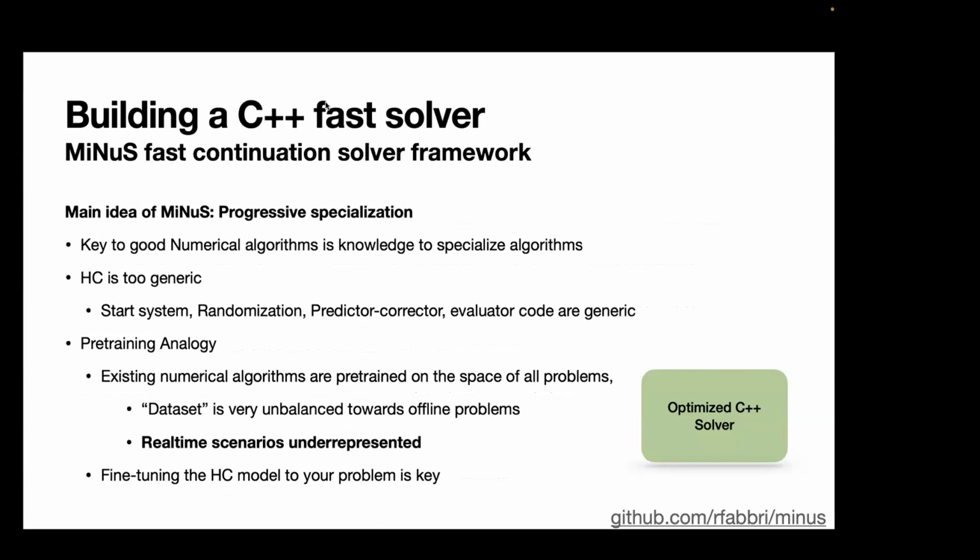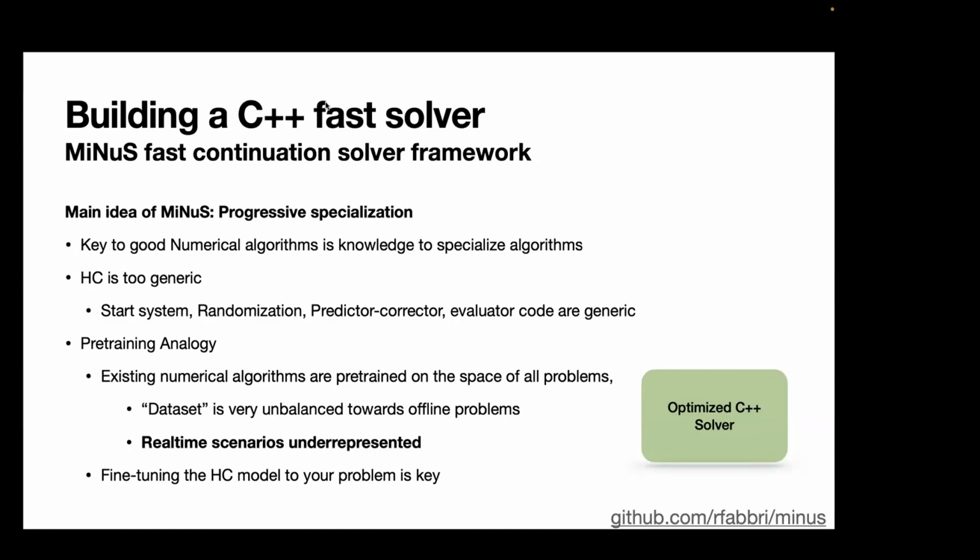Right. So the main idea is progressive specialization. The key to good numerical algorithms is, like I said, the knowledge to specialize the algorithms and get inside the black box. HC is really too generic. The start system that you have can change the solution. Even after you do the predictor, the starting point for Newton is also sensitive, and also changes the speed. The evaluator is generic. Everything is generic, right? Of course it's optimized up to some point, but there's a lot of room to do that.